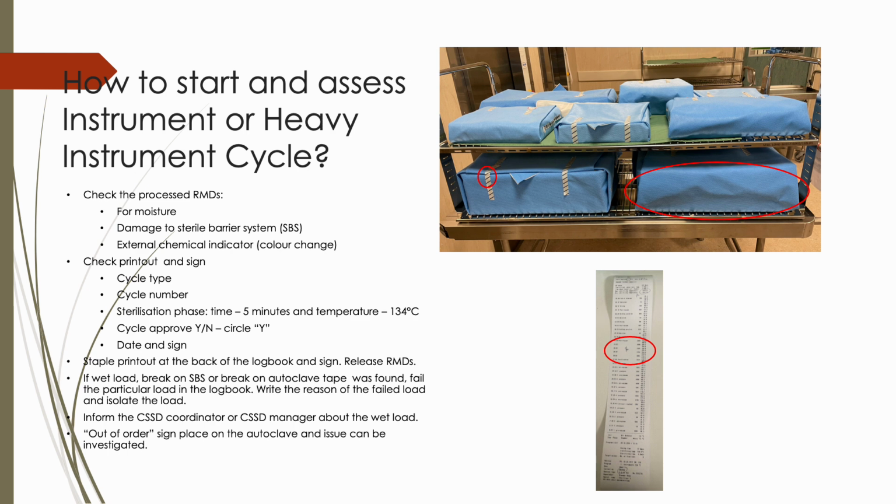What to check in product package integrity? That would be moisture, damage in the wrap or Steripil pouches or rigid containers, the seals of the rigid containers, and also color changes of the external chemical indicators. Then next is to check the printout. What to check in the printout? Cycle type, cycle number, and whether the cycle parameters in the sterilization phase are met. The sterilization parameters would be 5 minutes of exposure time and a temperature of 134 degrees Celsius.